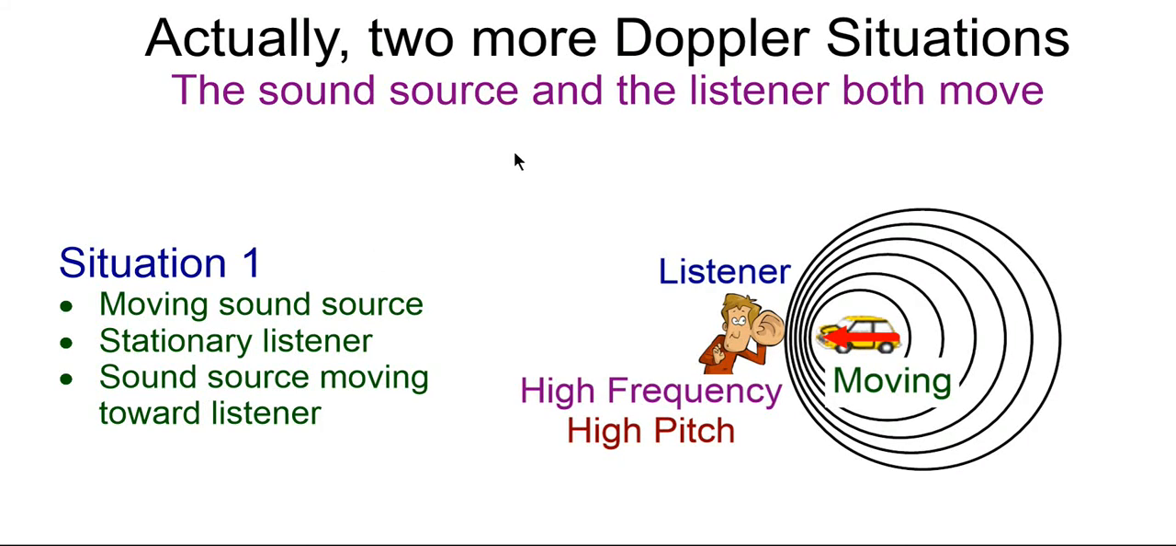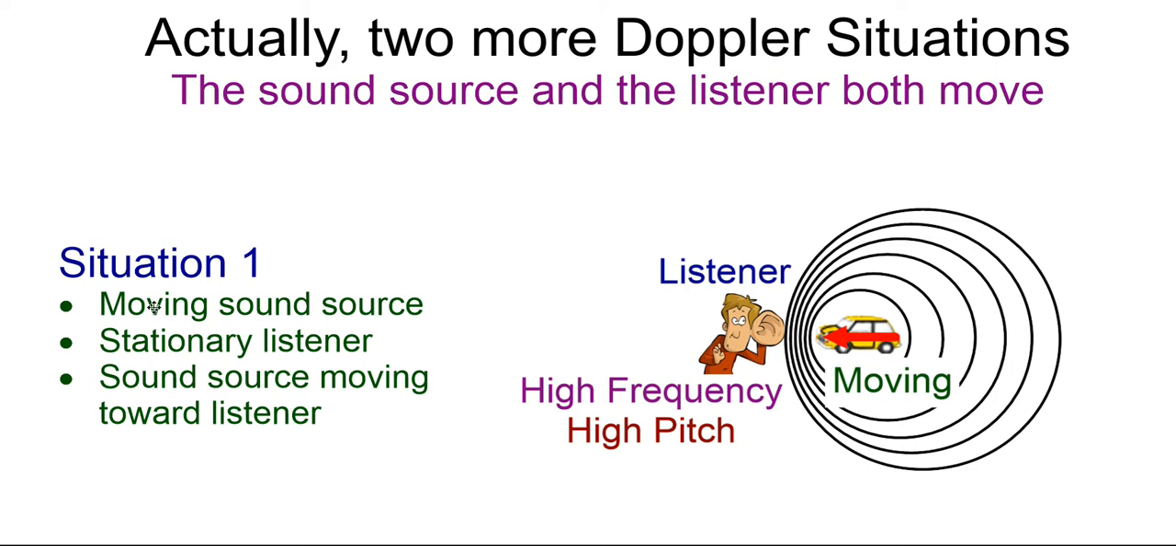We've seen 4 Doppler situations so far, and in each one, only one of these two objects, the sound source or the listener, was moving. We're going to see 2 more situations now. The sound source and the listener, they're both going to move. Okay? Let's go back to situation 1 we saw in the last video.